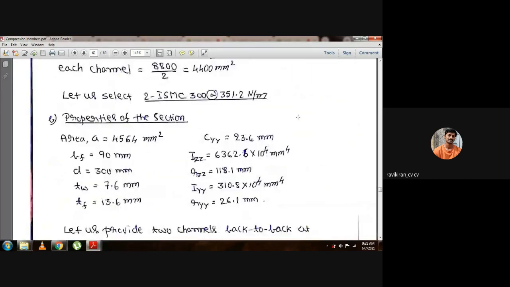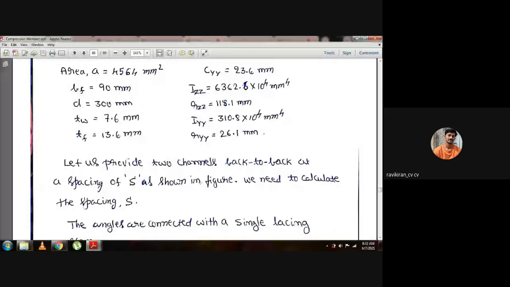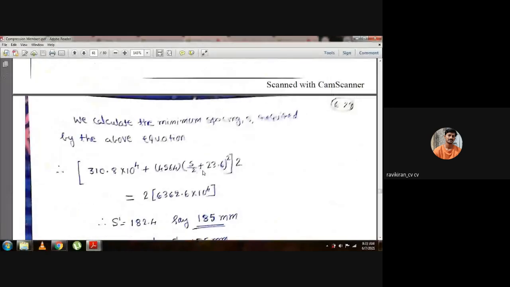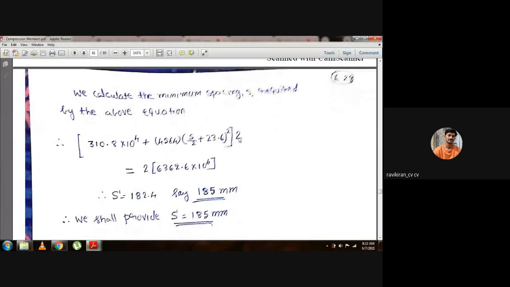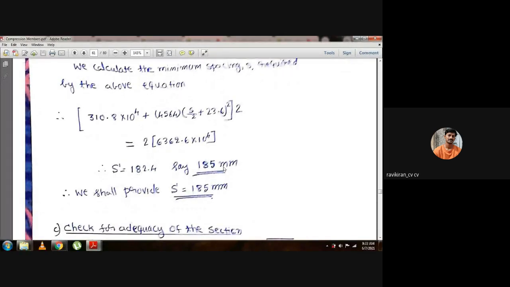If you look at the figure properly, this plane will remain the same for Z for all three, but the Y plane changes. That is why we have calculated from this axis to this point. That is Iyy plus area into distance. Distance is S by 2 plus Cyy. See here, S by 2 plus Cyy whole square as H square. This is area. So if we equate this, the S value we got is 182.4. Let us fix it as 185.